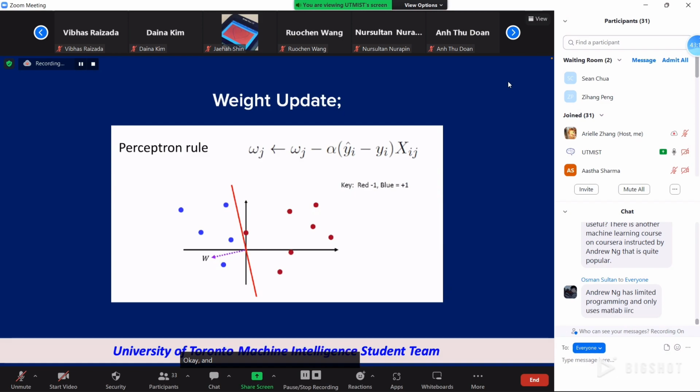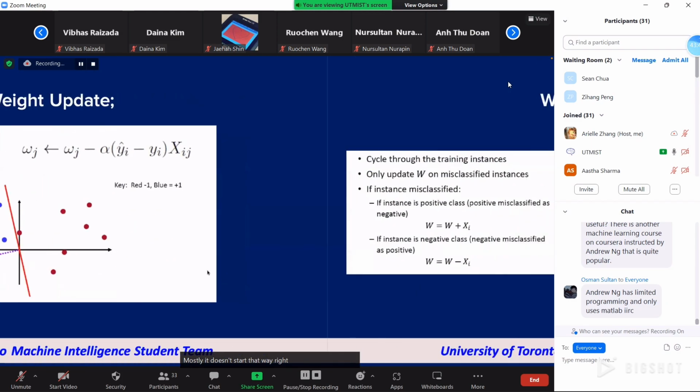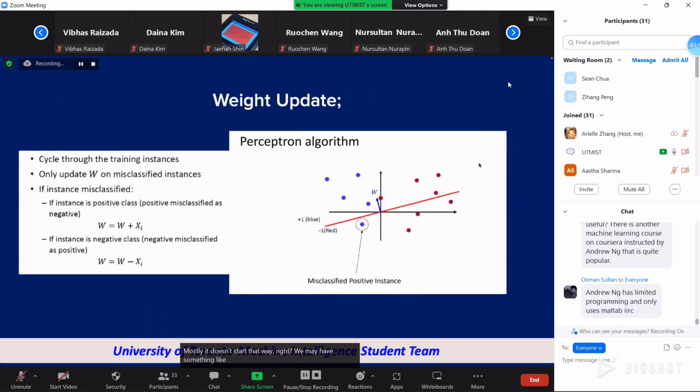We're given the key that red is -1 and blue is +1. So in this case, blue is the positive case and red is the negative case, okay? If I just gave this to you, you could probably just draw the line between them. But a machine doesn't start that way, right? We may have something like this in the beginning.